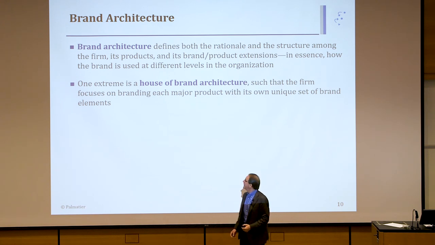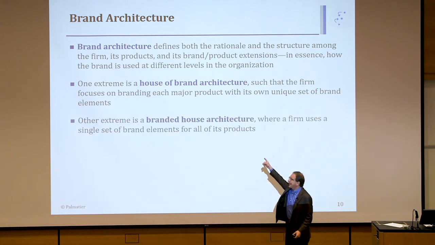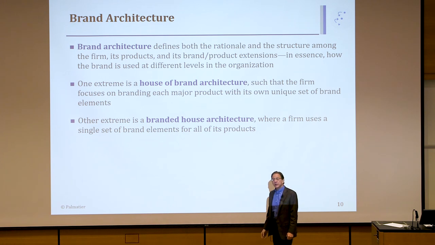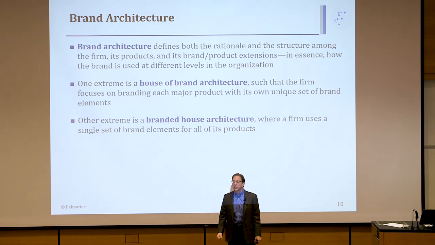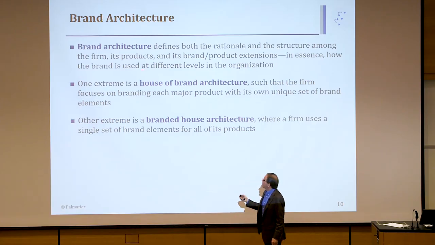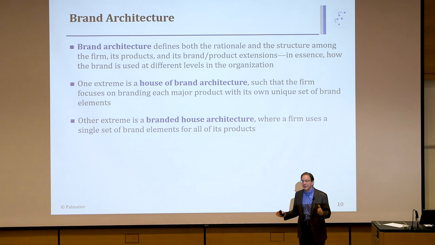Let's compare that to a branded house architecture, General Electric. General Electric uses a branded house. Every product they launch, they say, this is from General Electric. They sold light bulbs, General Electric. They sold aircraft engines, General Electric. They sold washers and dryers, General Electric, all under General Electric. So these are the two extremes. Now we'll talk about some in between.